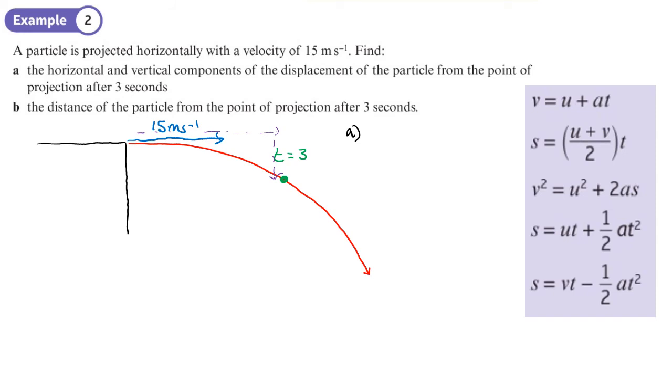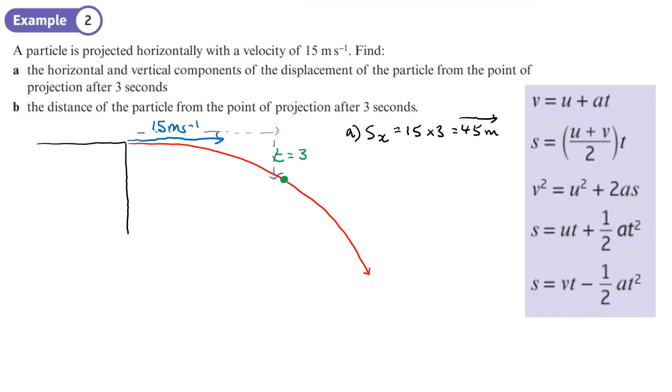Right, so let's use S and a little x that represents the horizontal displacement. We can just use speed, distance, time because the velocity is not changing. It's a constant velocity. So we can just do speed times time, which means it's moved across 45 meters.